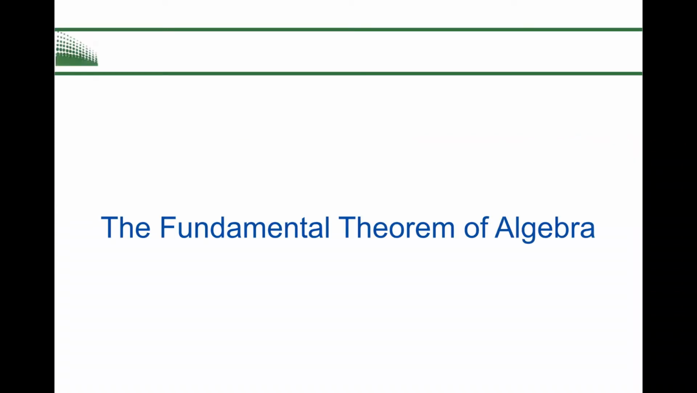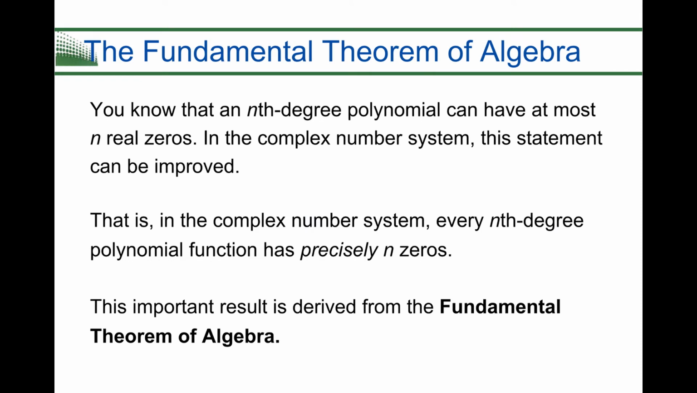3.4, Zeros of Polynomial Functions. The first thing we need to discuss if we're going to go through an algebra course is the fundamental theorem of algebra. The fundamental theorem of algebra says that an nth degree polynomial can have at most n zeros. In the complex number system, this statement can be improved.